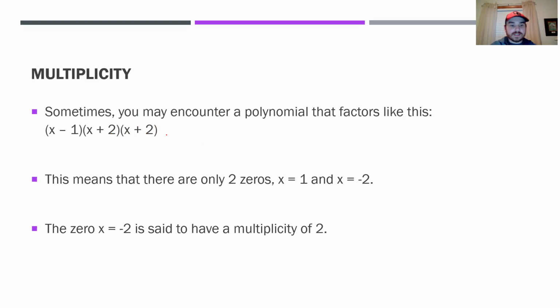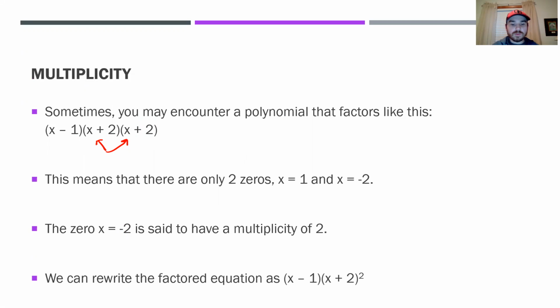The zero at x equals minus 2 is said to have a multiplicity of 2. There are two instances, or two multiples, of the factor that gives us a zero of x equals negative 2. Now, we can rewrite the factored equation as x minus 1 times x plus 2 squared, right? This is the same thing. x plus 2 squared is just x plus 2 times x plus 2. So we just simplified it a little bit. Now we have x minus 1 times x plus 2 squared.